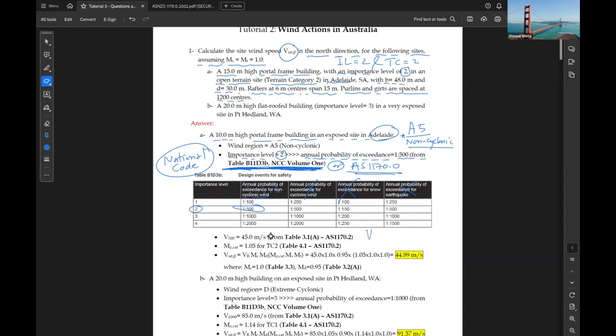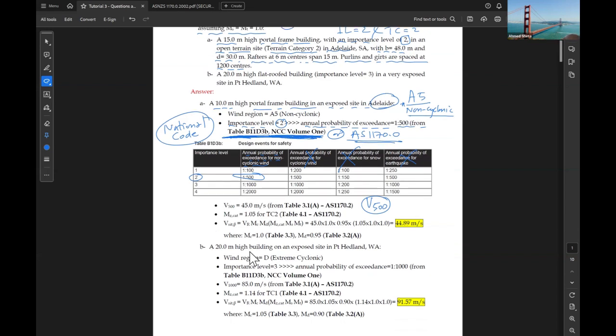So we are looking at V 500, right? So if we go to the table, V 500 is equal to 45 meters per second. Okay. So I will just open the module again.